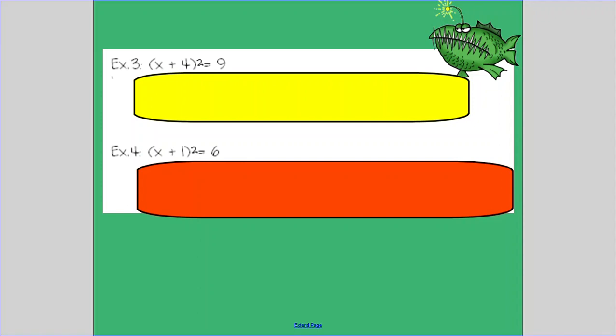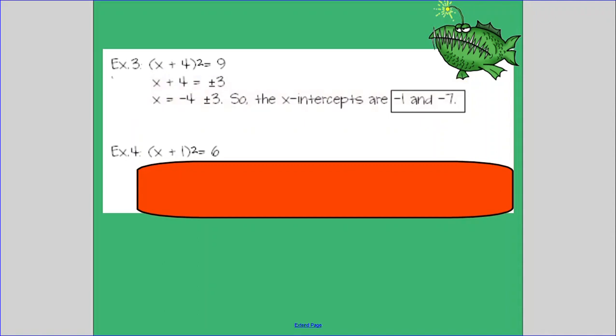Alright, so for this one, we've got x plus 4 squared equals 9. Now, it's already set up in a form where we can solve for x. So remember, we're going to take the square root of 9 to start off with. That's going to give me plus or minus 3. So x plus 4 is plus or minus 3. Then if I subtract 4 from each side, that's where this negative 4 plus or minus 3 comes from. So really my answers here, negative 4 plus 3 would equal negative 1, and negative 4 minus 3 would equal negative 7, and I can see that here and here.